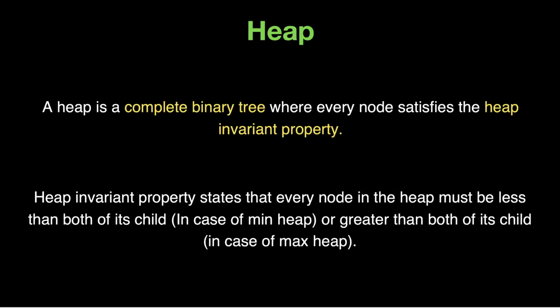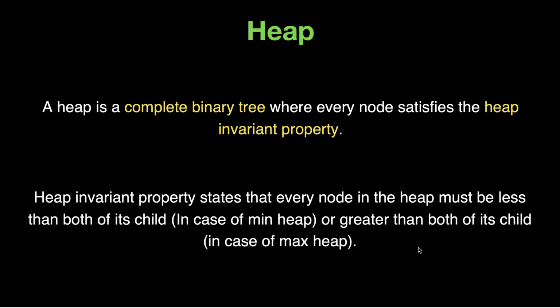That put aside, let us go on to discuss heap. A heap is a complete binary tree where every node satisfies the heap invariant property. The heap invariant property states that for every node in a heap, the node must be less than both of its children, and that is in the case of min heap. Or if we have max heap, the node must be greater than both of its children.